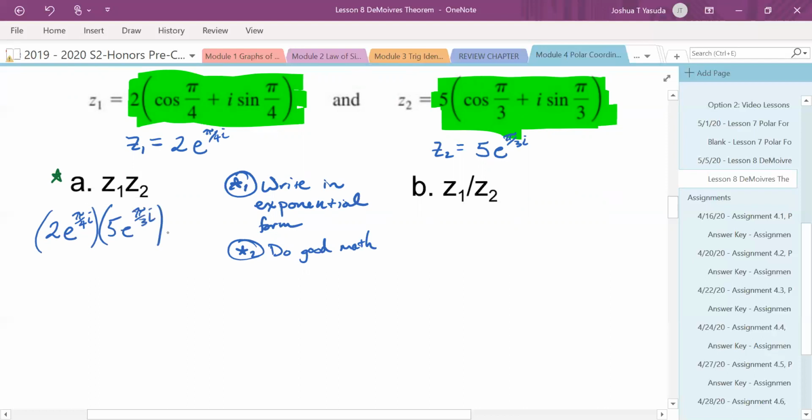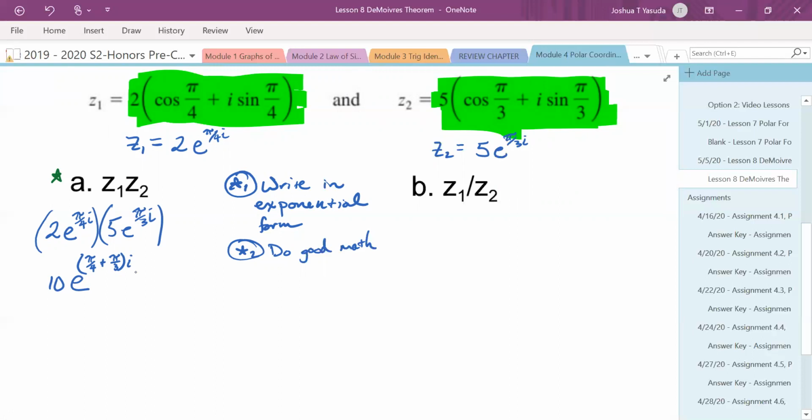And to be honest, if you knew nothing about polar, you should still be able to multiply these together. If you saw this on some random standardized test, you should be able to say to yourself, well, 2 times 5 is 10. e^(πi/4) times e^(πi/3) should add the exponents. So e to the π/4, and I'm going to write this a little differently, plus π/3. I'm just going to factor out the i so we don't need to write it twice. Save some ink.